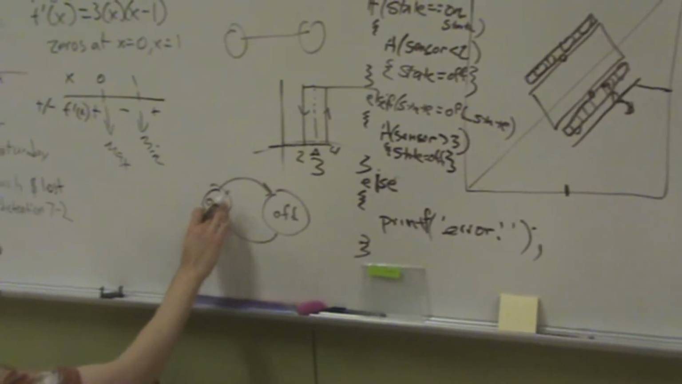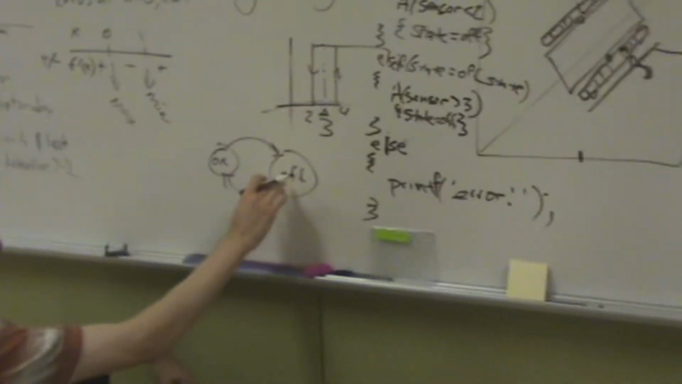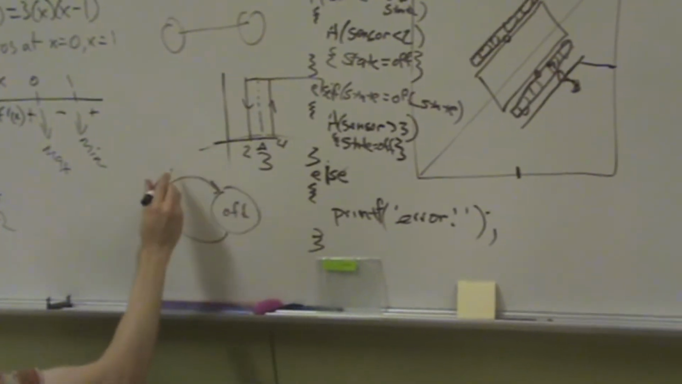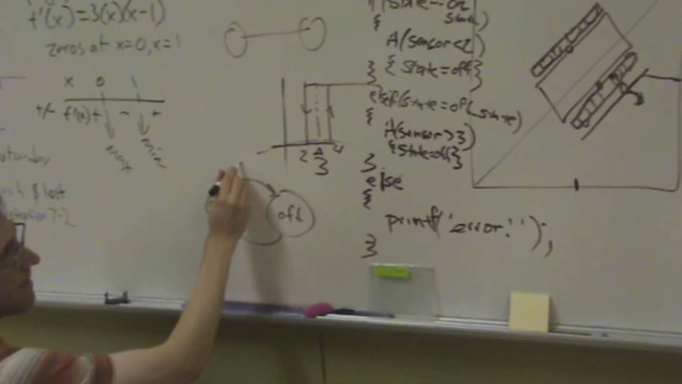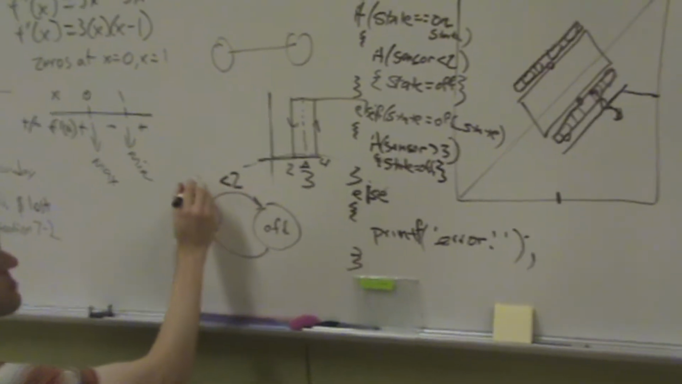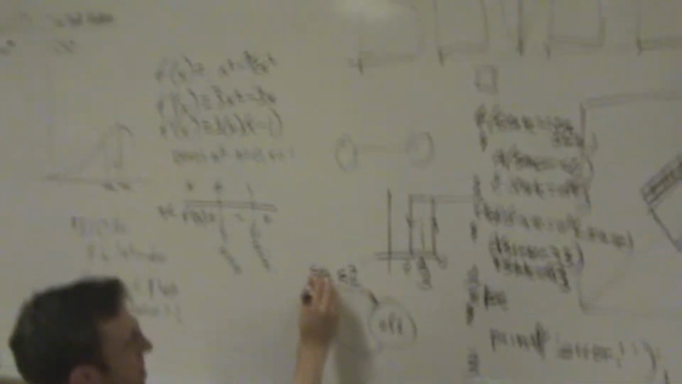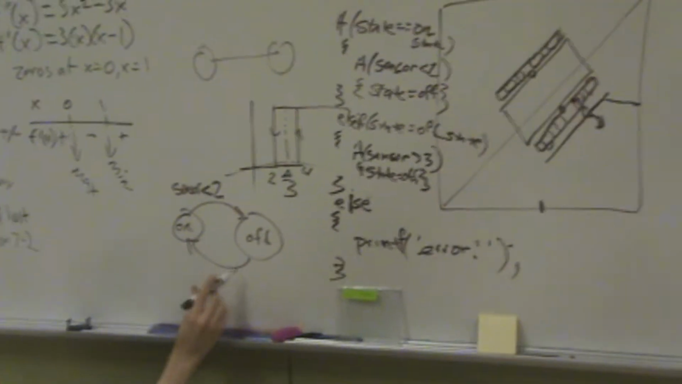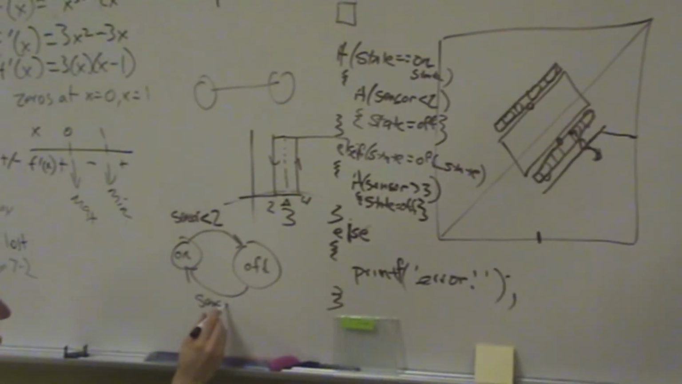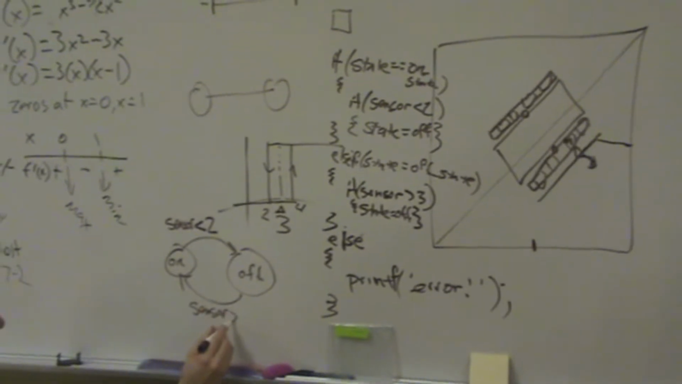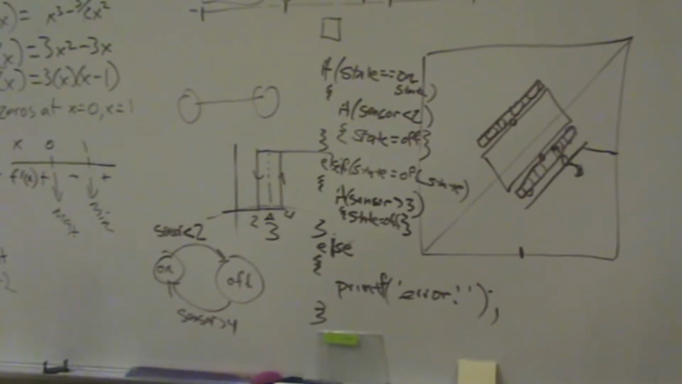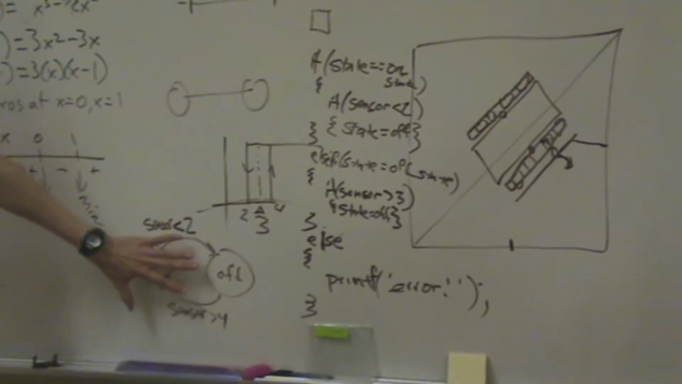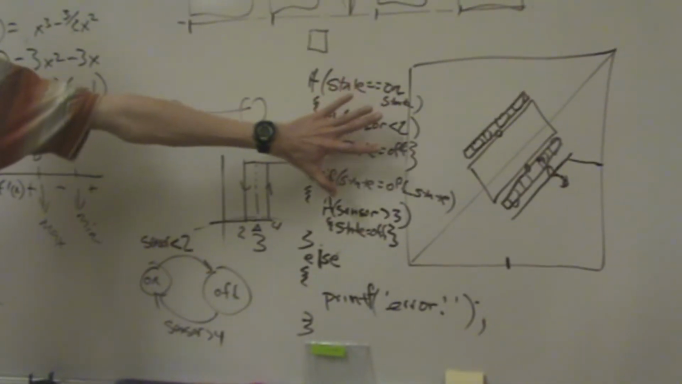So how do we get from on to off? If we want to go from the on state to the off state, we have to have a voltage that's less than 2. So that's sensor less than 2. This is another way of describing it. How do we go from off to on? Input sensor is greater than 4. That's it. This is a much better way of describing this, because this is code, and this is just a state diagram.